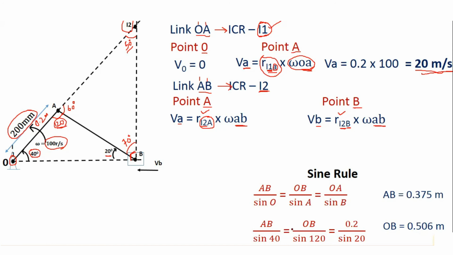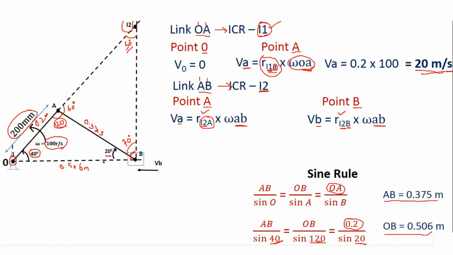What I have done, I have just substituted the values. Sine of O, angle already I know is 40 degrees. Sine of A, angle I already know 120 degrees. Sine of B, sine B is sine of 20 degrees. And this OA was already given to me in the question as 0.2 meters. So just cross multiplying it, I will get the answers for AB as 0.375 and OB as 0.506 meters.